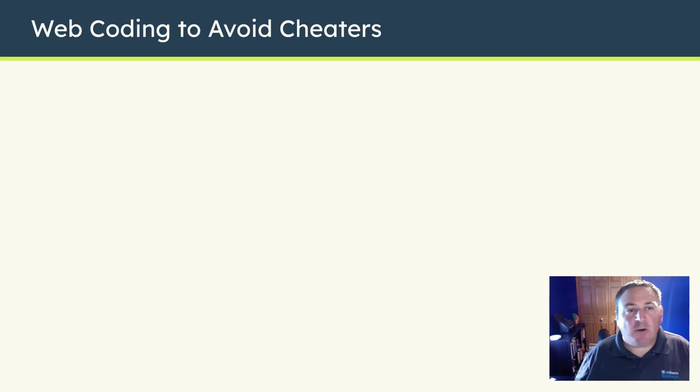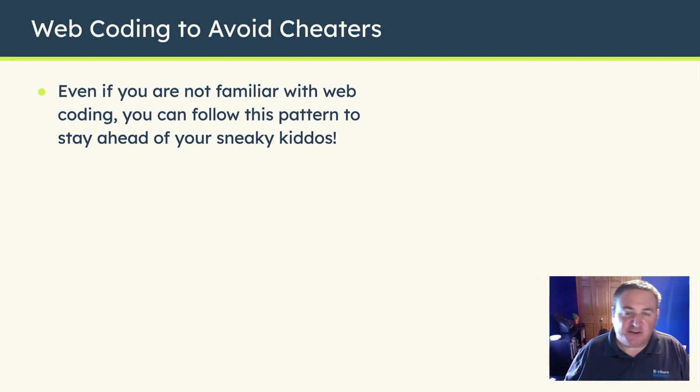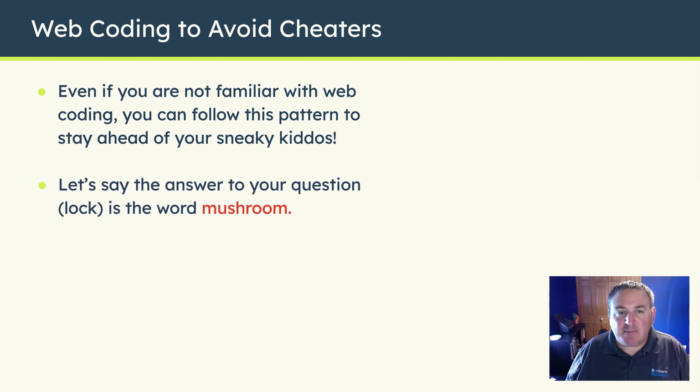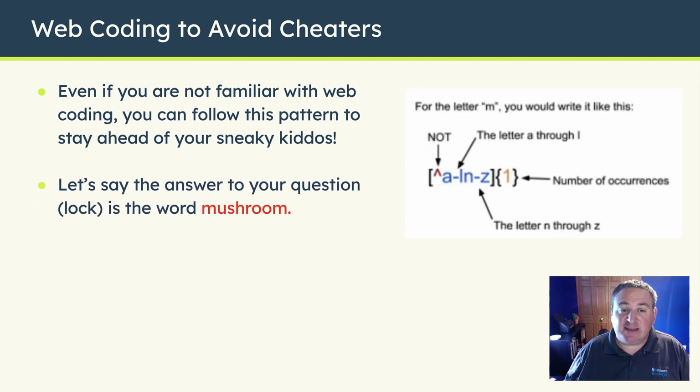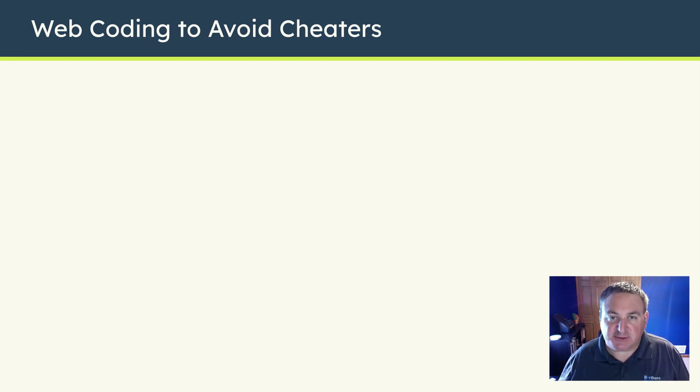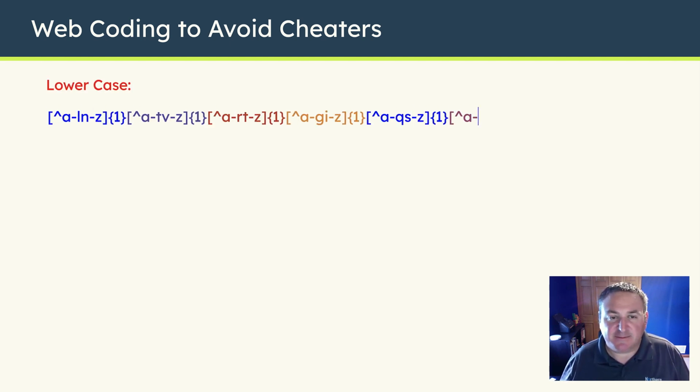So we're going to use some web coding to avoid cheaters. If you're not familiar with the web coding, don't worry about it. It's an easy way to do it and we'll show you here. It basically uses a series of brackets and characters to set up the different words. So let's just say the answer to your question, lock, is the word mushroom, okay? So here's what mushroom would be in lowercase, okay?